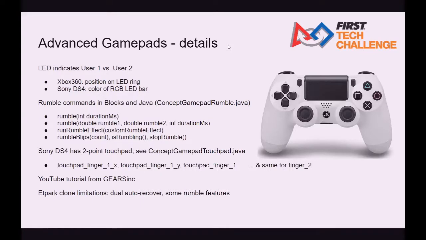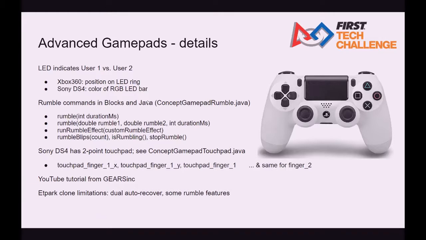Here are some additional details about the advanced gamepad capabilities. The Xbox 360 has 4 numbered LEDs in a ring. LED 1 or 2 indicates the selected position, user 1 or user 2. The Sony DS4, shown here in this slide, has a single full-color LED bar across the top. Position 1 is blue and position 2 is red.